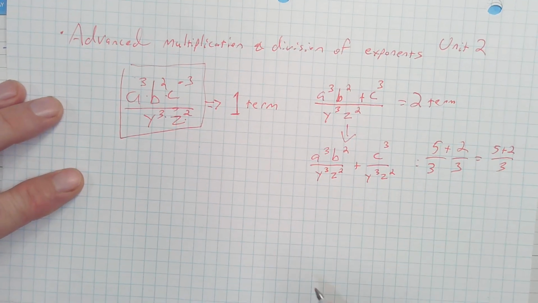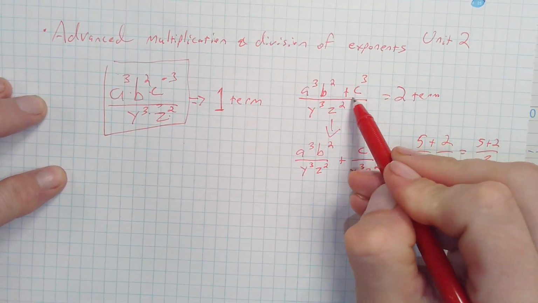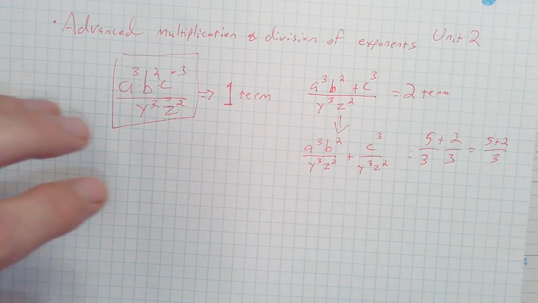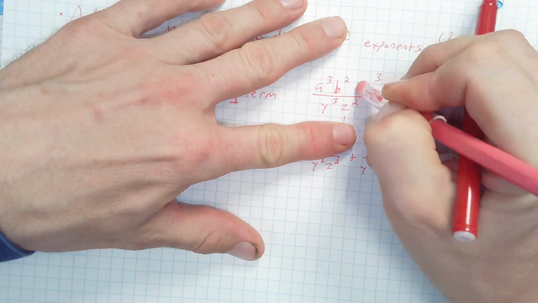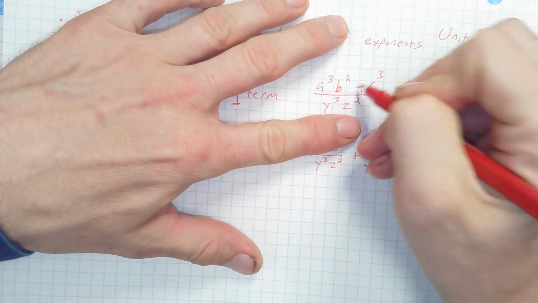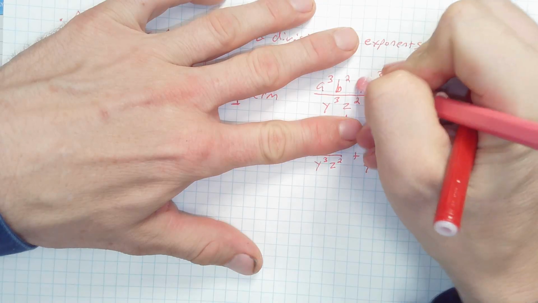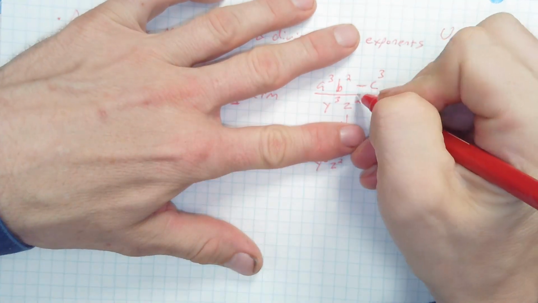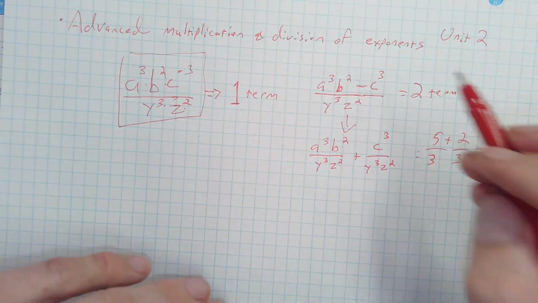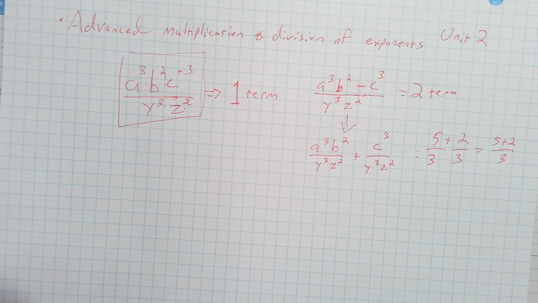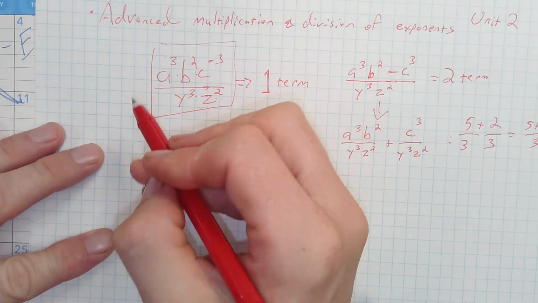When you have a plus sign or a minus sign, like you could just change this to minus, right? That changes things. That makes it two terms. All right. Now, let's say I have another example.